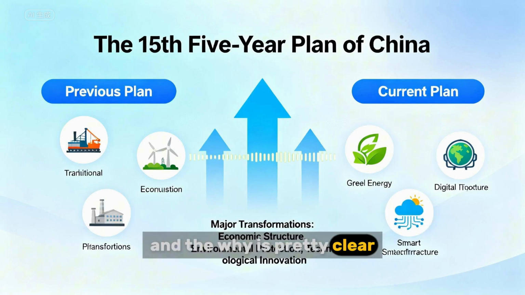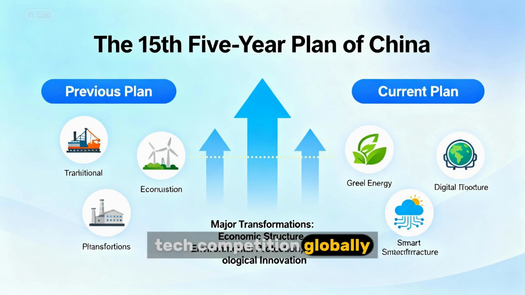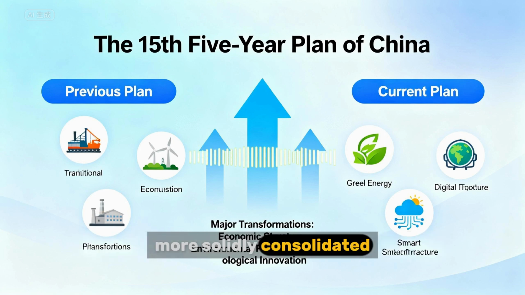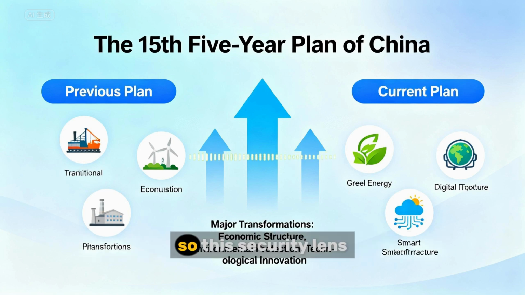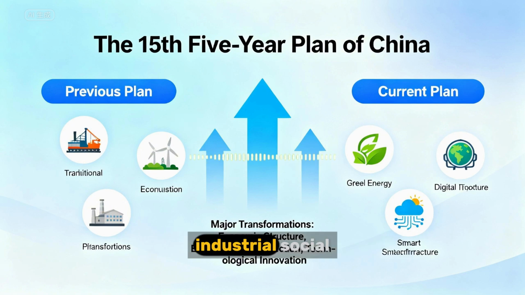And the why is pretty clear, isn't it? Intensifying geopolitical friction, tech competition globally. The 15th plan aims to get security barriers more solidly consolidated and to proactively head off new type risks. So this security lens now filters decisions across the board: economic, tech, industrial, social.